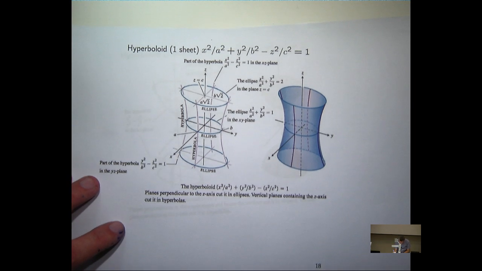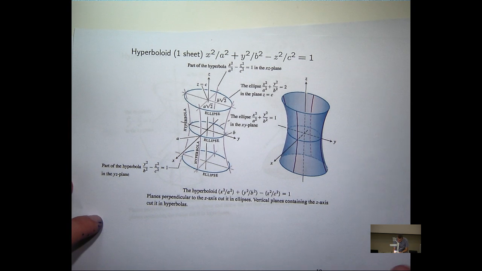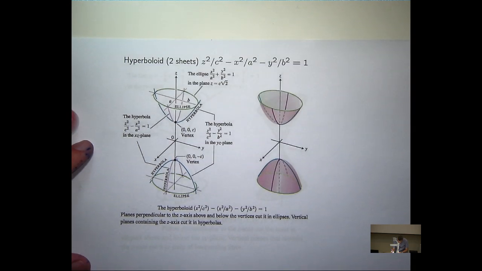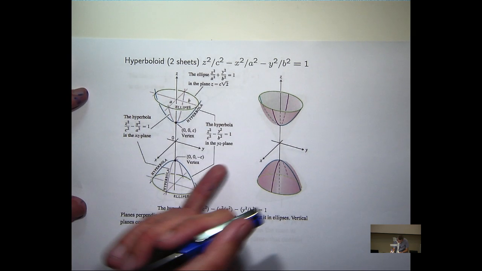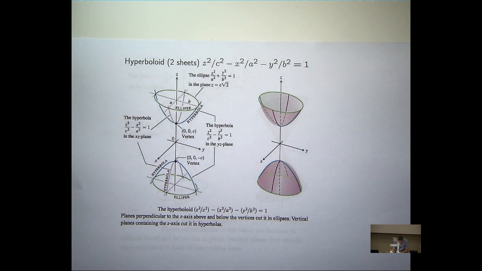Hyperboloid. So this time the vertical slices are going to give you hyperbolas, and the horizontal slices are going to give you ellipses. So here's a two-sheet hyperboloid. Again, the horizontal slices are going to give you these green ellipses, and the vertical slices are going to give you these hyperbolae.